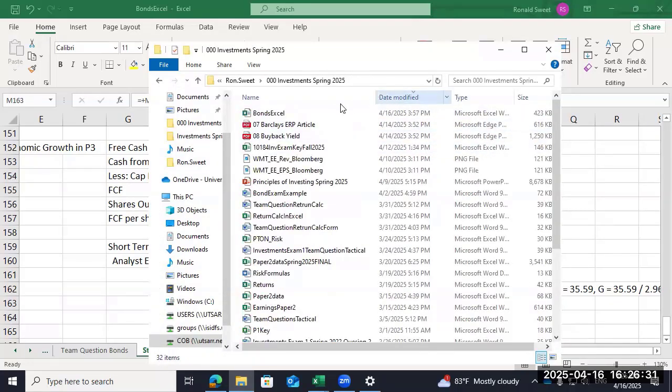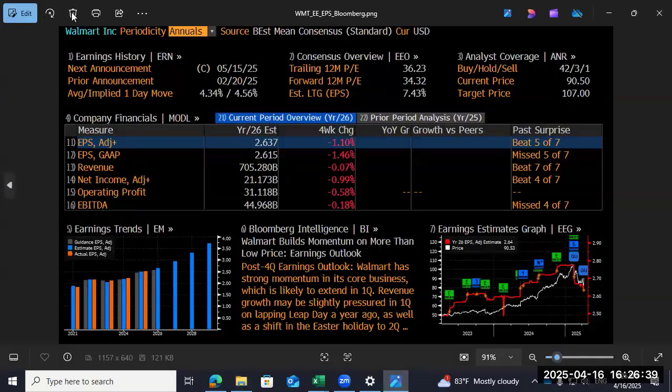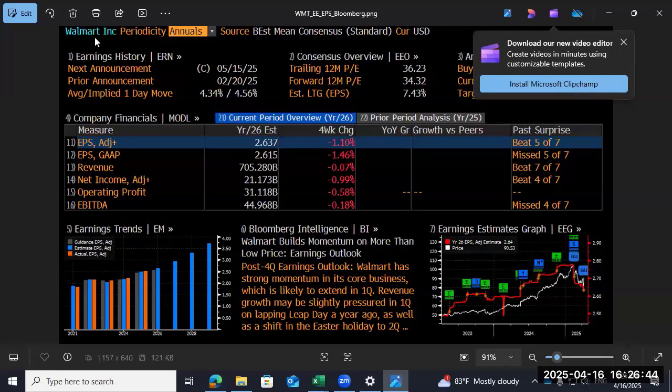Let's get some Bloomberg here. So here's what Bloomberg has for Walmart. If you go into Bloomberg, you type WMT, the ticker, hit the function 8, which tells you it's a stock, and type EE, you get this chart, and then you change it to annuals. Here you have a forecast for their earnings per share. If you take this earnings per share and divide it by the earnings per share here, and take it for 4 years, you'll get that annual growth rate.